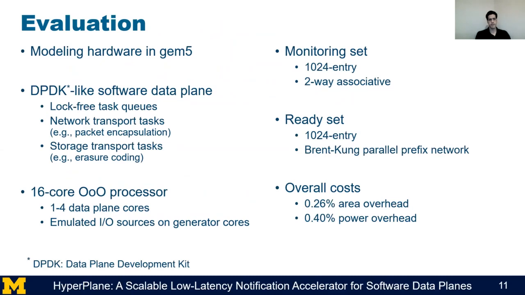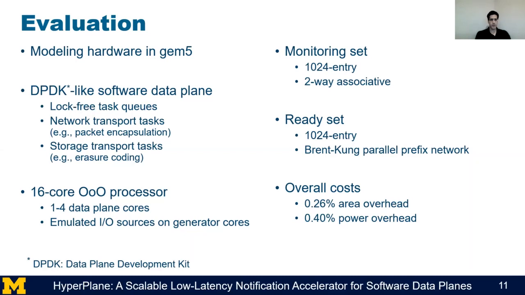We have modeled HyperPlane's hardware in gem5. Our software is inspired by and similar to DPDK, which is a popular software data plane infrastructure. Work items are sent and received through lock-free task queues. The tasks are, in fact, data plane transport tasks in the areas of networking and storage, including network packet encapsulation or encryption and erasure coding of data blocks.